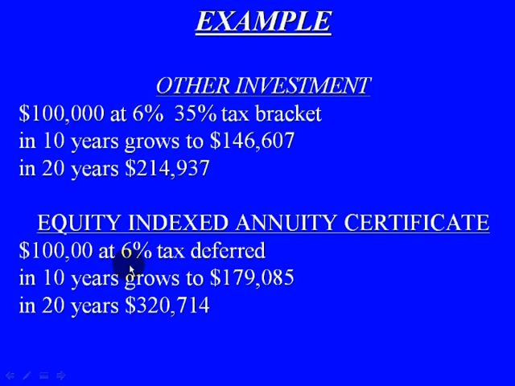With an indexed annuity certificate, we invest the same amount of money, $100,000, at again the same 6% interest rate. The difference is we are deferring our taxes. In 10 years, our money grows to $179,085, and in 20 years, it grows to $320,714. So a major difference there. And again, this is because of deferring taxes.